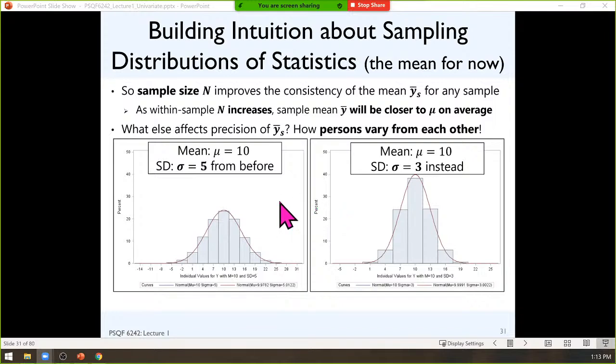So I repeated my role of playing God via simulation, and I'm comparing the distribution of 100,000 fake people here on the left that has a standard deviation of 5. So each of my fake people is off from the mean of 10 by an average of 5, versus the right side where they're only off from the mean on average by 3. So the population on the right with a standard deviation of 3 is more homogeneous.